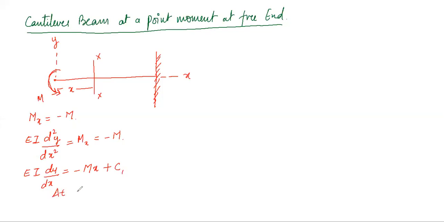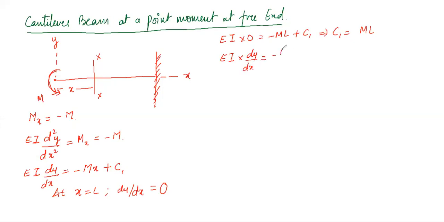So this is the first condition that we are going to see. At x equals to L, there should not be any slope, so dy by dx is defined as 0, right? Once we put dy by dx equal to 0, we obtain 0 is equal to minus ML plus C1. It means the value of C1 is ML, and you get the equation EI dy by dx is equal to minus Mx plus ML, right? This is the first slope equation, you can say.